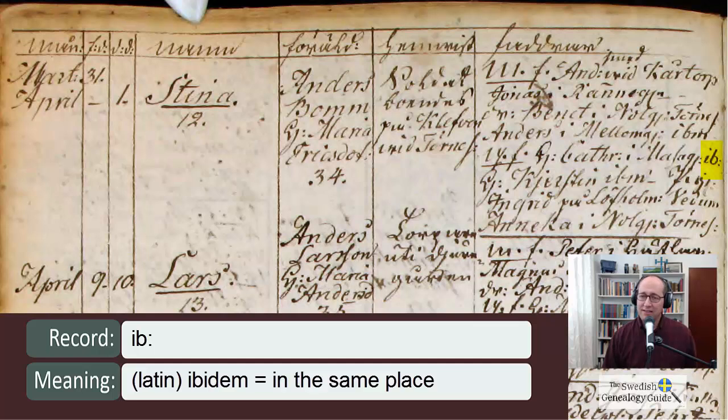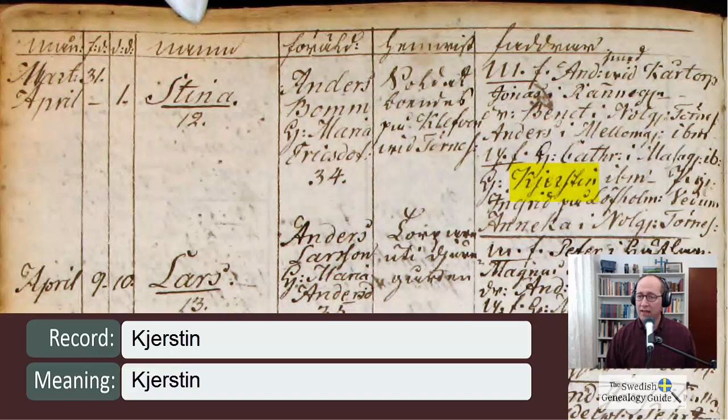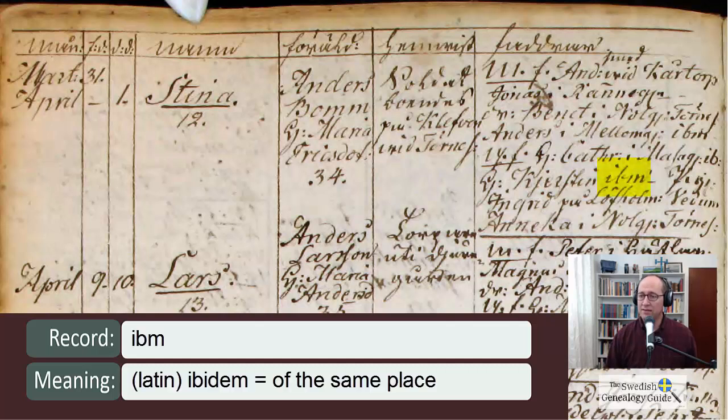So now the next abbreviation is a capital H, again stands for hustru, which means wife, or Mrs. in this case. And then it is K-J-E-R-S-T-I-N, Kerstin. And the IBM means of the same place. So she is also of Massagord. And then we have the capital P, I, G. And that's an abbreviation for Piga, which means single woman or female servant. And her name is Ingrid.